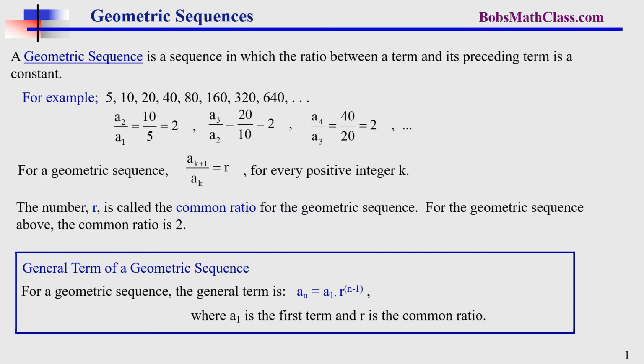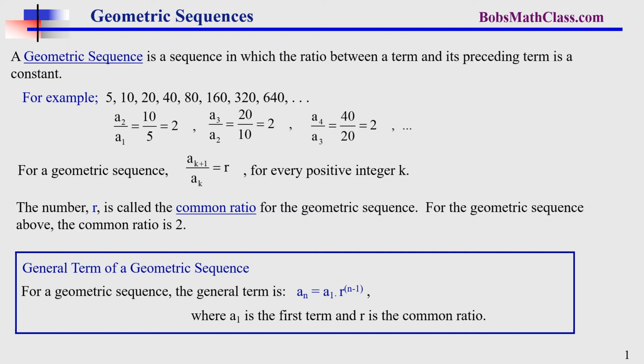So here's the general term of a geometric sequence. The general term is a sub n equals a sub 1 times r to the power n minus 1, where a1 is the first term and r is the common ratio. Make sure you write down that formula. We're going to use it.